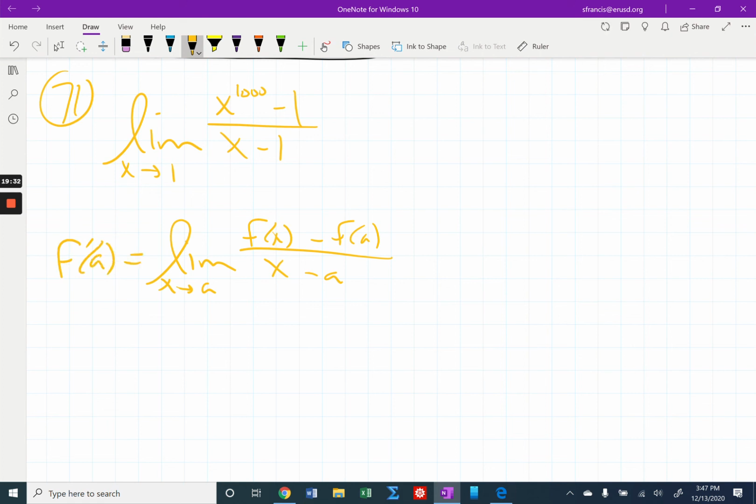We don't use this form as much as the one where h approaches 0, but this is the derivative. So all we need to do is look at this and understand what function we're taking the derivative of and where we're taking it, and then apply the shortcuts that we've learned here in section 3.1. The function here, f of x, is x to the 1,000. And since x approaches a, we're finding f prime of 1. So find f prime of x using the power rule and then plug in 1.